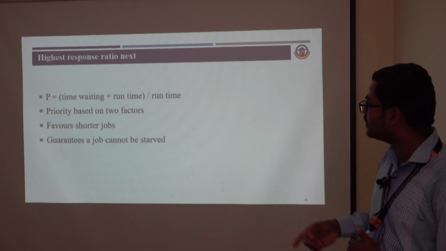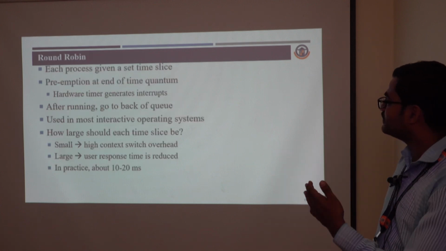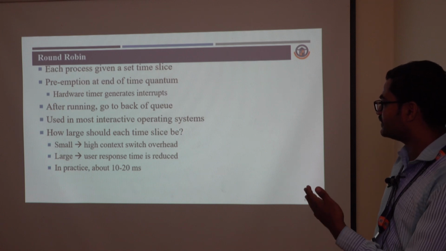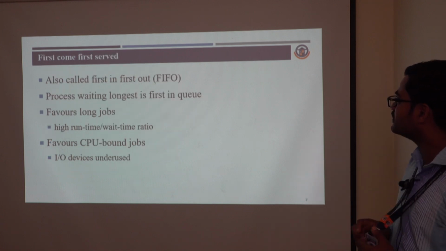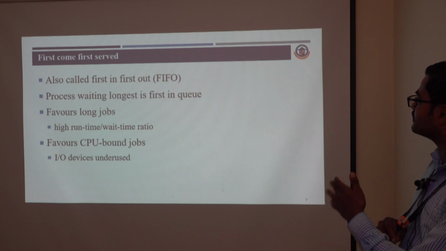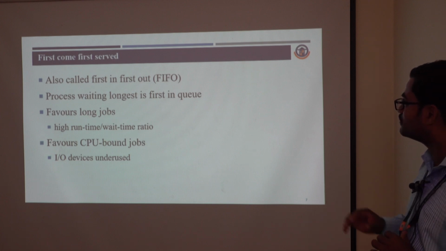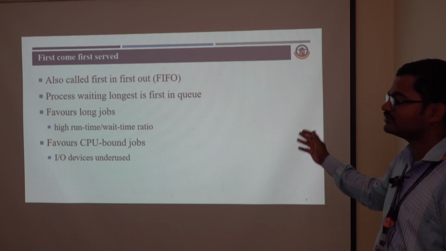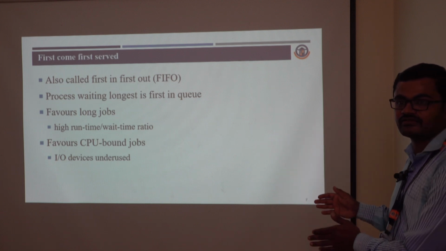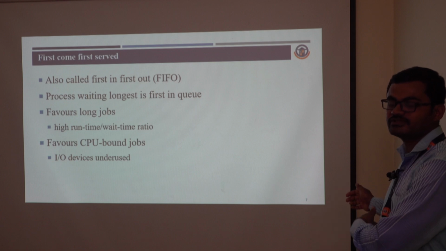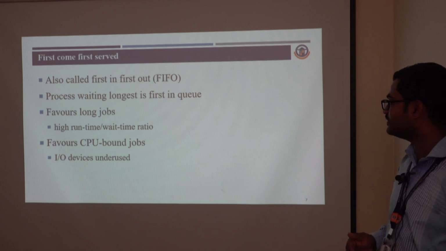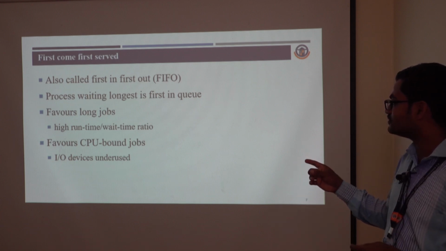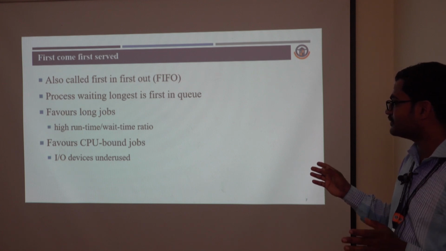This is the shortest job, in which we calculate the time level. Here also we have first come first serve, which we can note briefly. In this, the process waits long and is first in the queue. For example, if a new process enters last, it has to wait until the earlier processes finish. It favors long jobs, and the runtime and waiting time ratio is high.